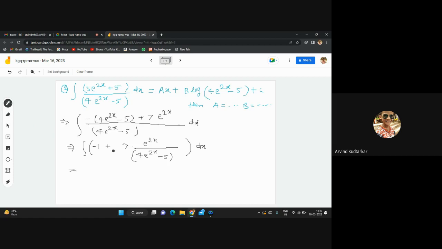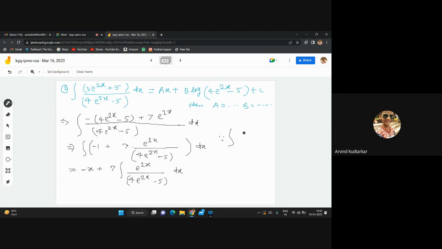Now what is the integration of minus 1 with respect to x? Minus x. And we need to find the integration of the second term. Is it possible? Yes, it is possible. 7 is constant, take it outside: e^(2x) upon 4 e^(2x) - 5, dx. Now we have the result of integration.